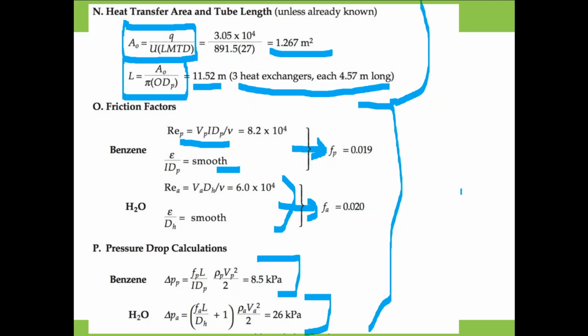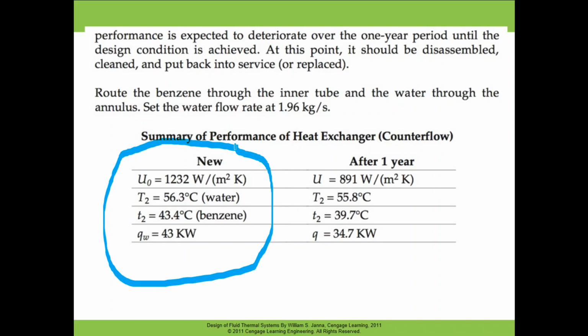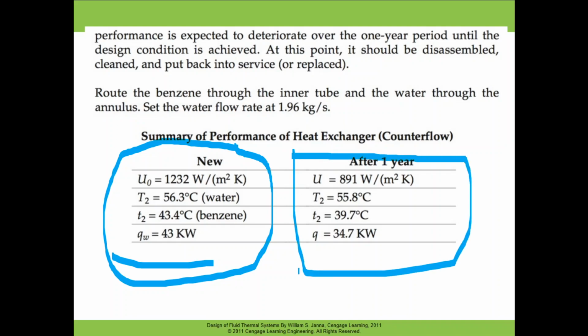So we have everything. We know the diameter of the pipe, we know the diameter of the annulus, we know the length of the heat exchanger, we know the outlet temperatures of both fluids, and we know how much is the pressure drop for the pipe side and for the annulus side. Okay, so if we summarize this, when the heat exchanger was new, when we did not take into account the fouling factors, this is our performance, and when we take into account the fouling factors, this is our performance.